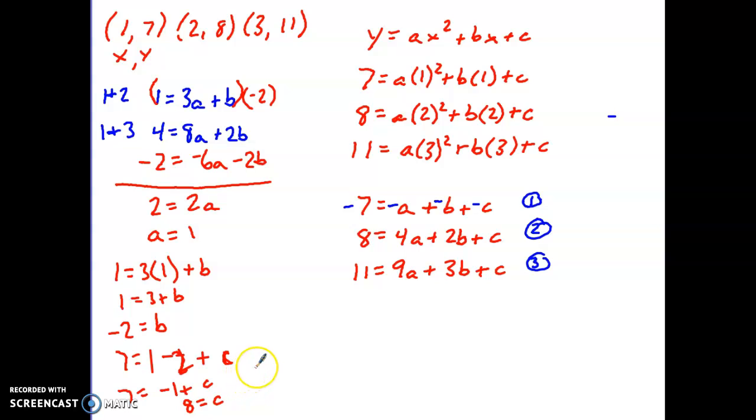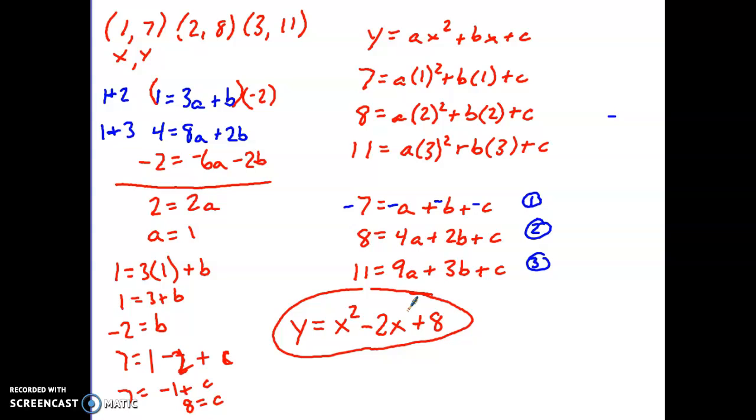But in this case, I don't just want to know what a equals, b equals, and c equals. I want to write the equation for this parabola. So I'm going to go back to my standard form here. I'm going to plug a, b, and c in. So y equals, a was 1, so 1x squared, I can just write as x squared. Plus bx. B was negative 2, so plus and negative is going to be minus 2x. And then plus c. C was 8, so plus 8.